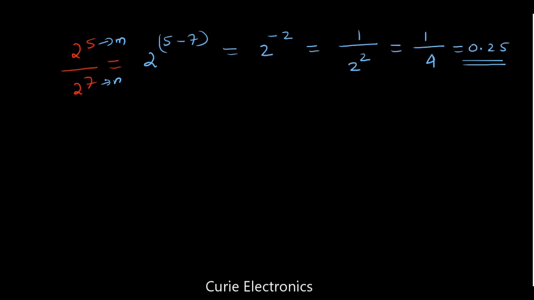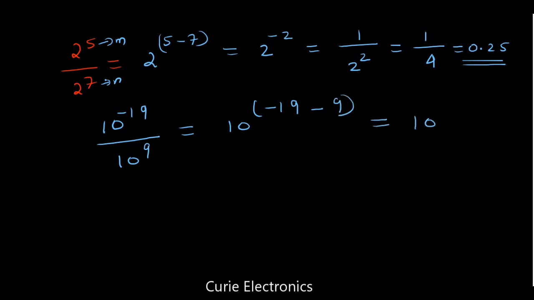Let's take one more final example for this. We have 10 to the power minus 19 upon 10 to the power 9. What do you get? So it is 10 to the power minus 19 minus 9. So you get 10 to the power minus 28.